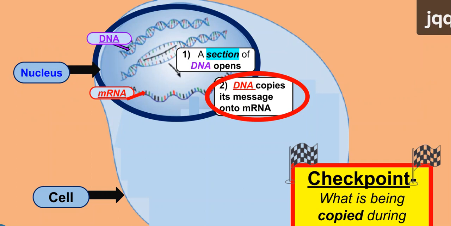DNA does have the information needed to make protein. But because it can't leave the nucleus, it gives this information to mRNA. It writes down, or transcribes, a message to mRNA to get the ingredients.